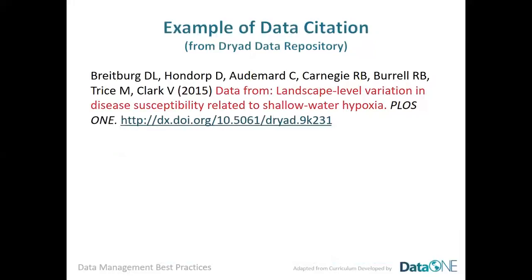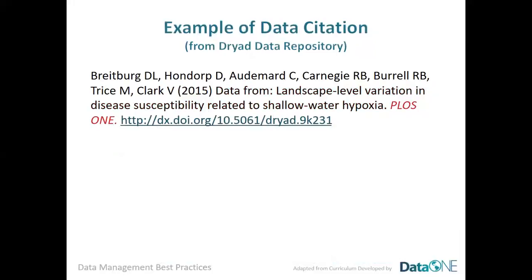It can be one of the two. And in this case, it's probably the name of the article, because the article, as you see, is in PLOS One. And so PLOS One published the article, Dryad published the data, and then they're linked together by the DOI.